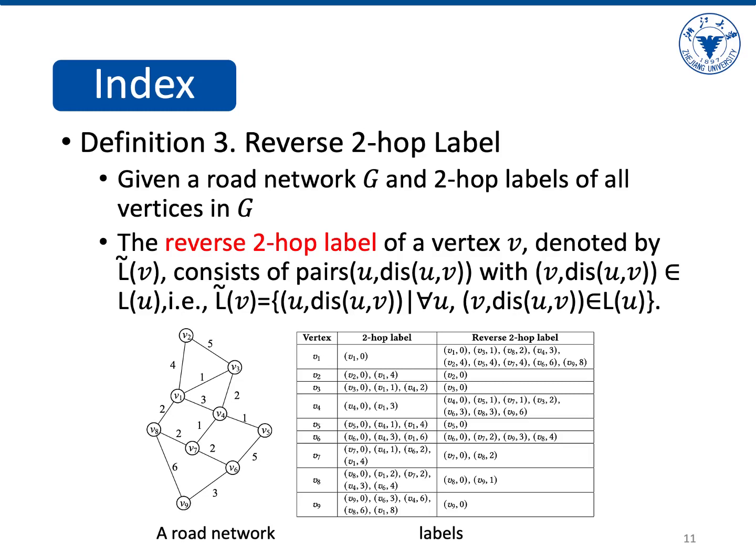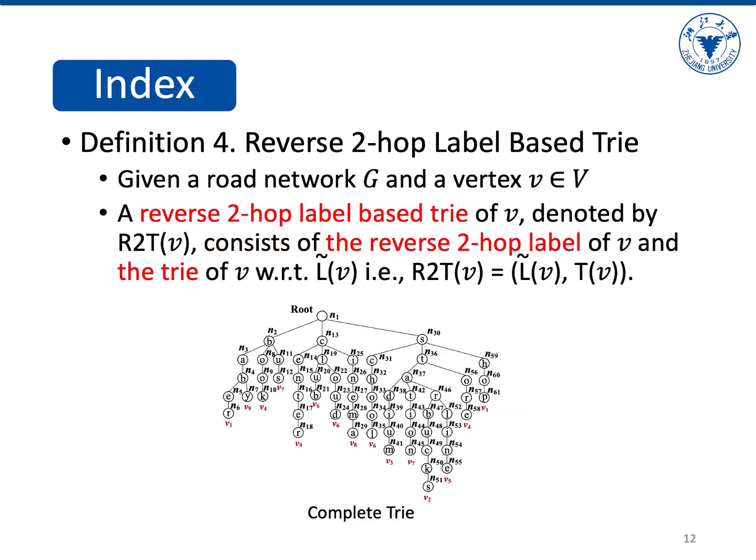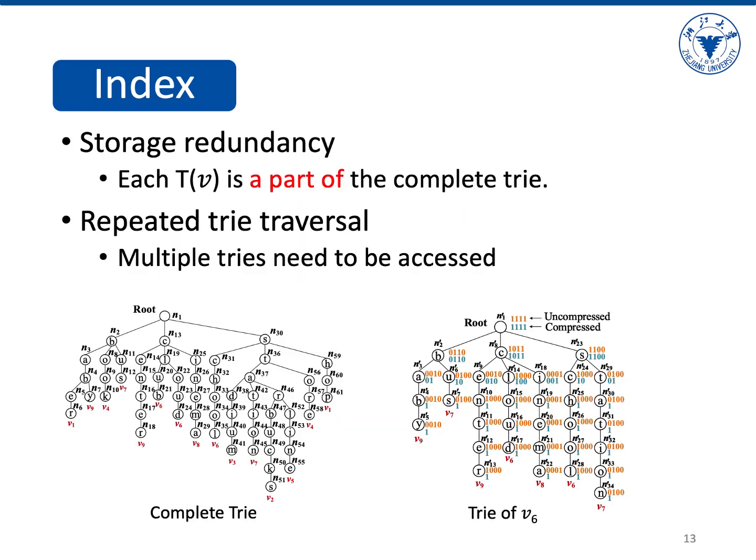The following figure shows a road network and the corresponding labels. Then, we introduce the reverse two-hop label based tree. R2T of a vertex V consists of the reverse two-hop label of V and the tree of V. The figure is the tree of all keywords in the road network. However, storing the entire T(V) directly in R2T(V) has two drawbacks. There is some spatial redundancy in R2T, and the tree of each vertex is part of the complete prefix tree, so we only need to save the complete prefix tree.